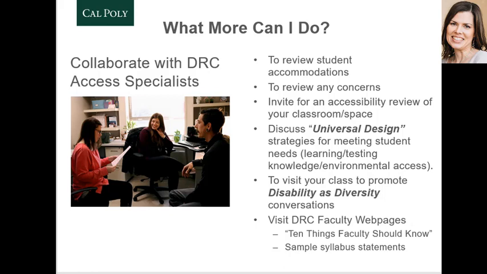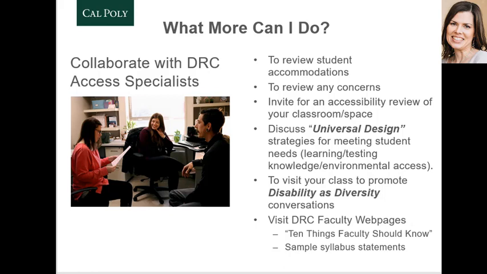We can discuss universal design strategies with you, and that basically just means how to make your classroom more accessible to the greatest number of learners. Universal design can apply to things like learning, testing knowledge, environmental access. If you're interested in just making everybody able to learn better in your space and with your materials, then we're happy to discuss some of those things with you. And then, we love talking about disability as diversity. And so if you're ever looking to create a more inclusive learning space for your students, we always welcome those conversations as well. Please do visit our faculty web pages.